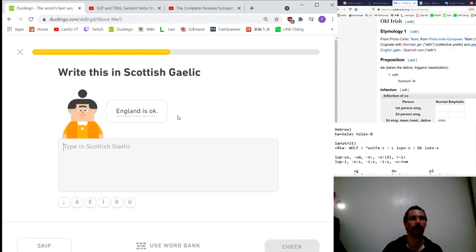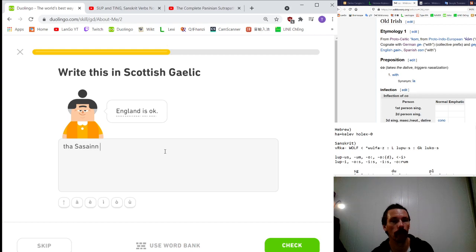England is okay. What's England? Sassan, the land of the Saxons. Sassain. Looks like a genitive, something maybe, or maybe it reflects the ia place name ending. Also interesting, it uses chan il with ha there, as is Asian a.